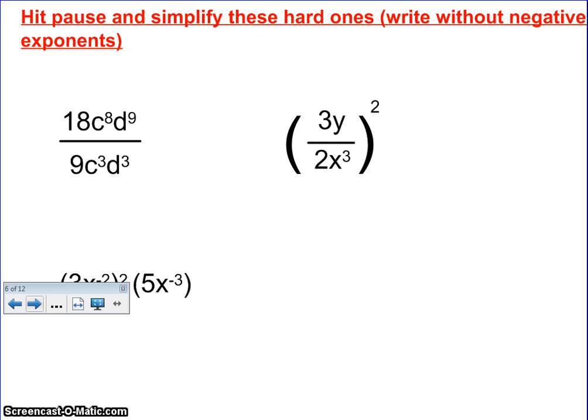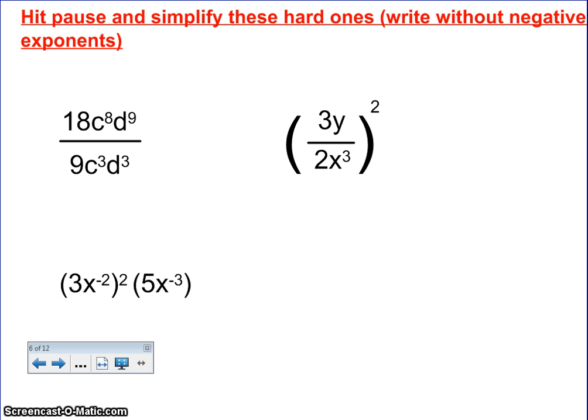So what I'd like for you to do now is to hit pause and try these three problems on your own. These are three problems off of old SOL tests. So go ahead and hit pause.